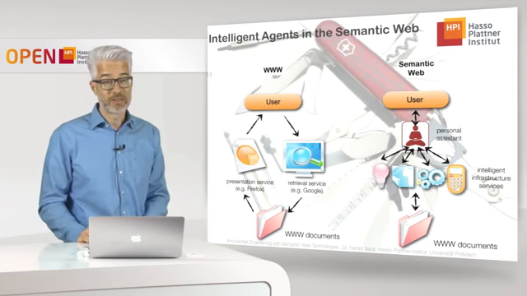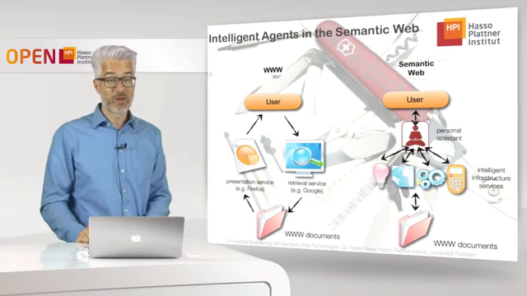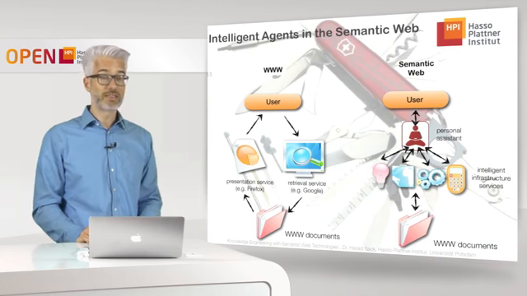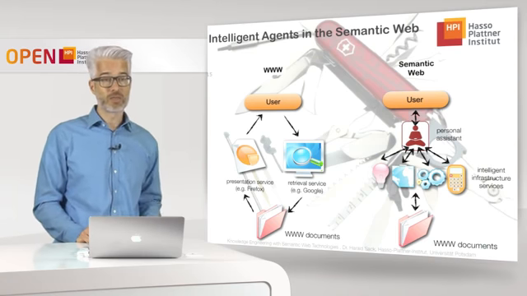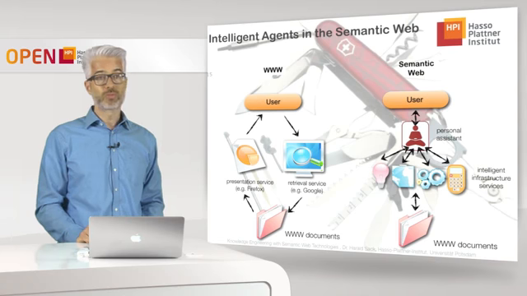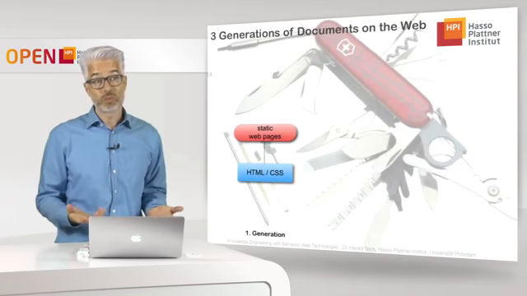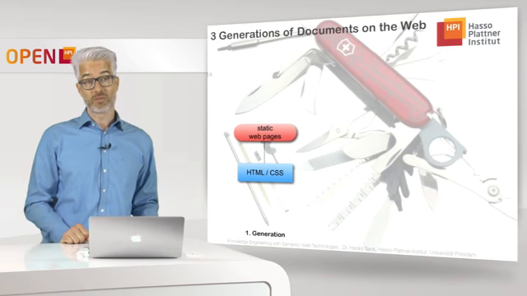And this personal assistant gathers data, collects information according to our personalized information needs, and it will adapt, it will learn together with the user and according to his preferences. So therefore, in general, we distinguish between 3 different generations of web documents.